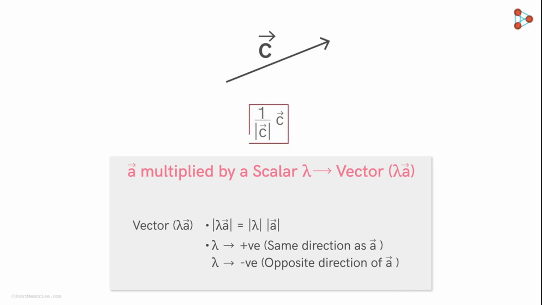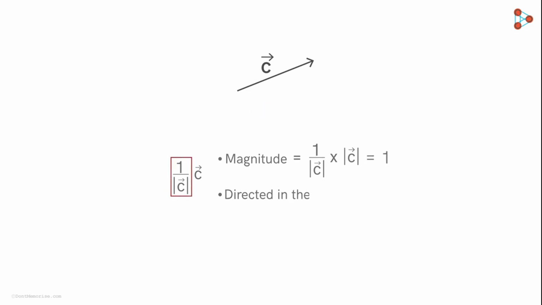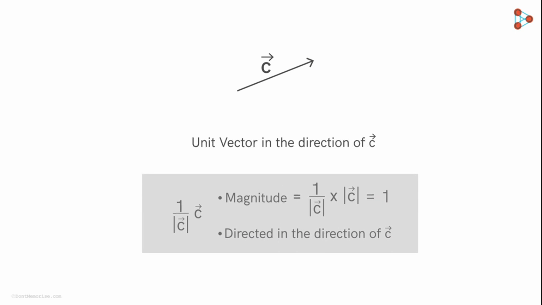So let's look at our question again. Here we multiply by the number 1 over magnitude of vector C. So the magnitude of the new vector will be this, which turns out to be 1. And since the number is a positive number, the direction of the new vector will be that of the vector C. So we get a vector with magnitude 1 in the direction of the vector C. This vector is called the unit vector in the direction of vector C. It's denoted by a symbol like a hat above the letter, pronounced as C hat.